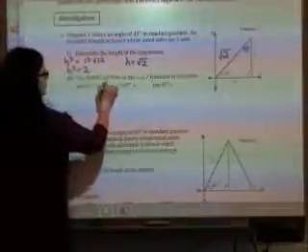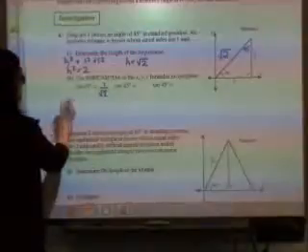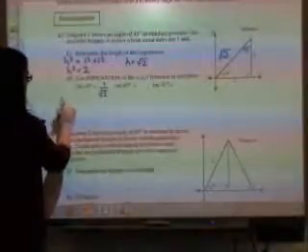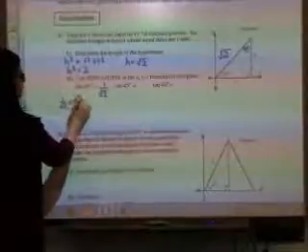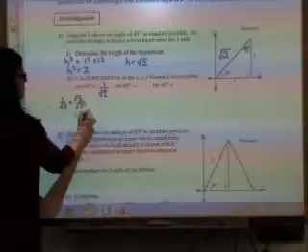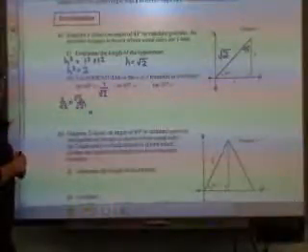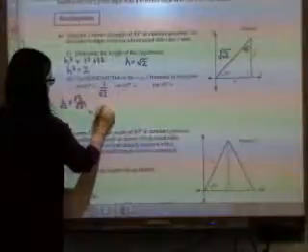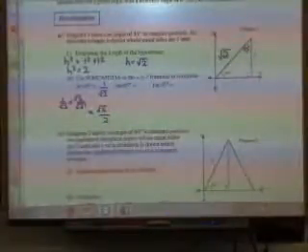1 over root 2. Do I leave it like that? I would rationalize it, so I'd multiply the top and the bottom by what? Root 2. And when I multiply the top and the bottom by root 2, I get root 2 over 2, and I don't need to put the 1 in front.